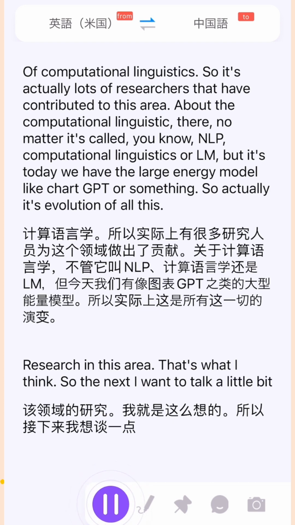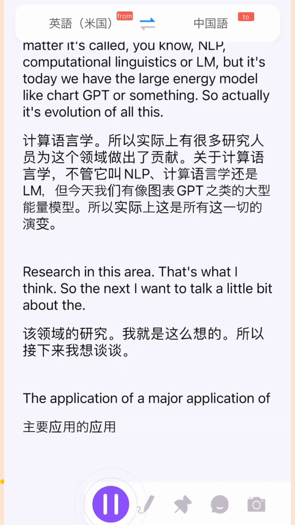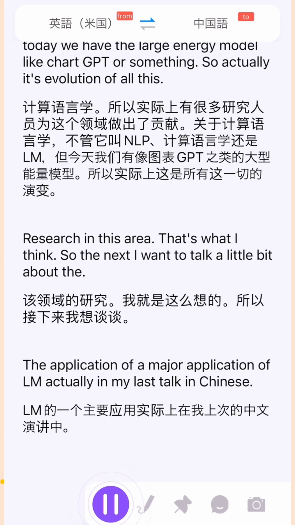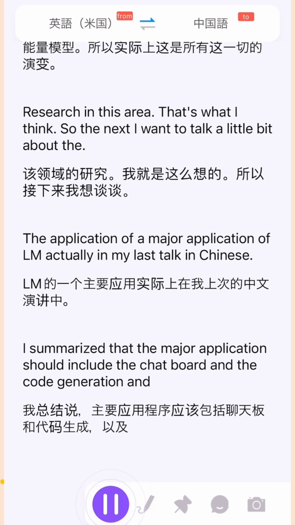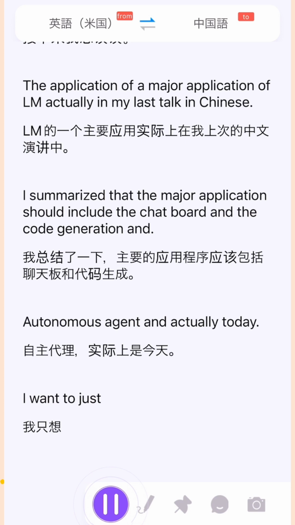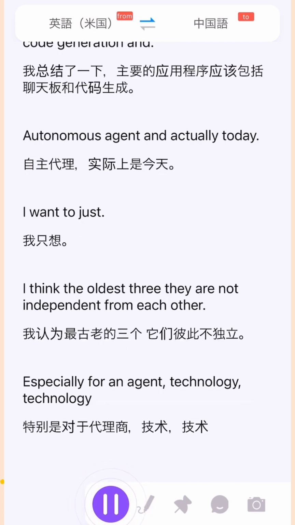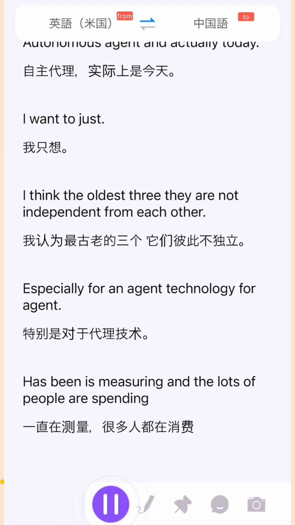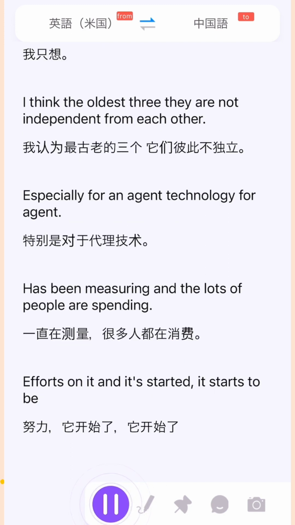So next, I want to talk a little bit about the major applications of LLM. Actually, in my last talk in Chinese, I summarized that the major applications should include the chatbot, code generation, and autonomous agent. And today, I think all three are not independent from each other, especially agent technology. The technology for agents is maturing, lots of people are spending effort on it, and it starts to be widely used.